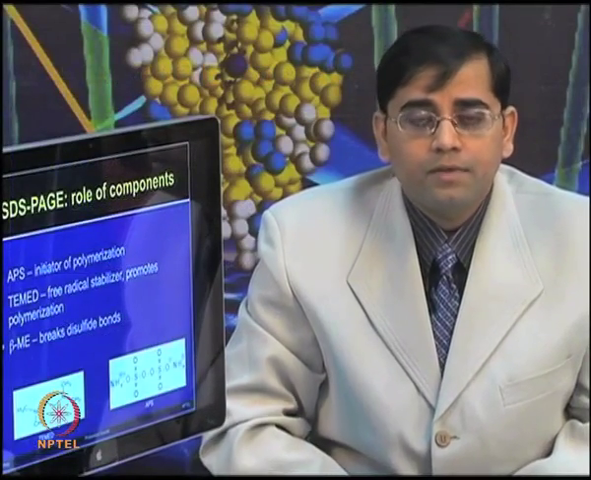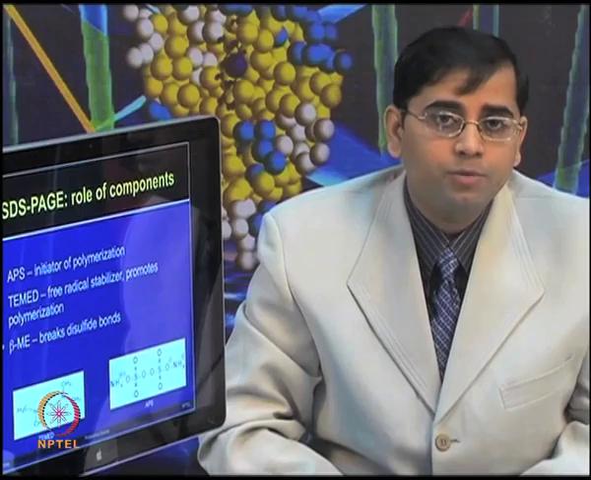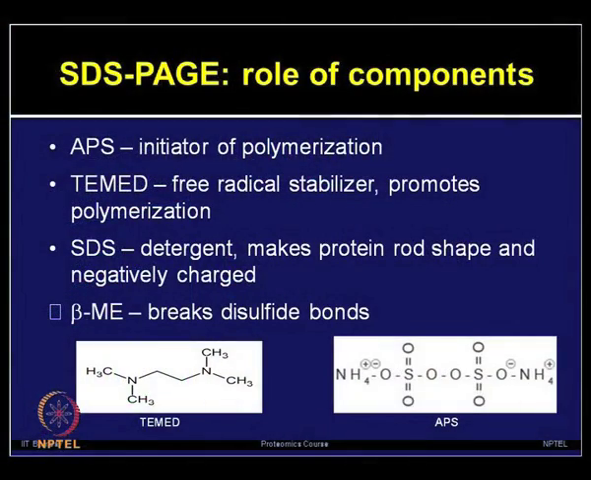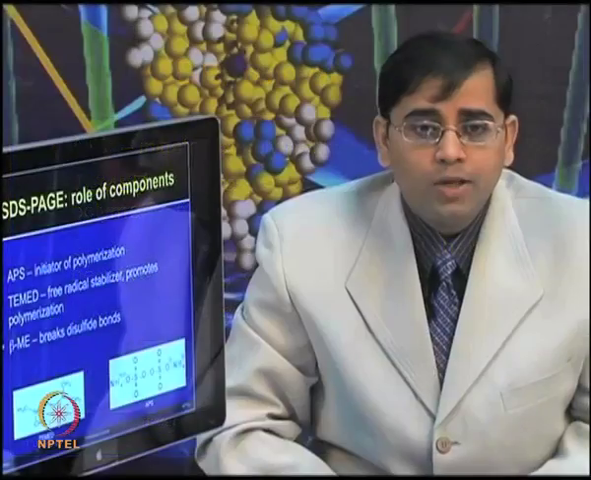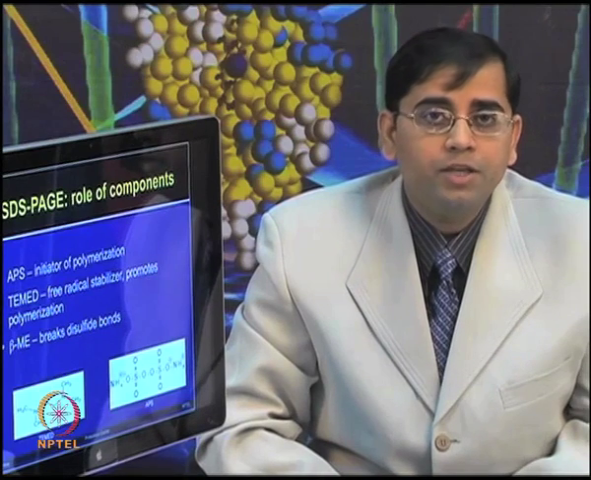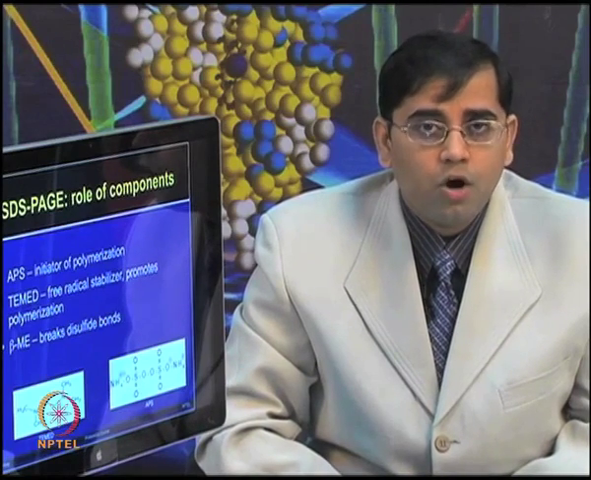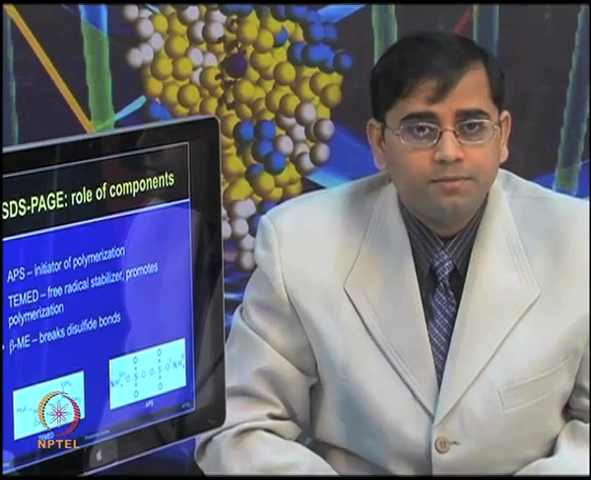which include APS or ammonium persulfate, which initiates the polymerization process. TEMED is a free radical stabilizer, it also promotes the polymerization of the gel. Beta mercaptoethanol is not used in making the gel, but for your protein treatment to break the disulfide bonds. So, I hope you are at least able to understand the role of each of these components which are being used in SDS-PAGE, either during the protein preparation for doing the SDS-PAGE or making the gel to separate the protein.